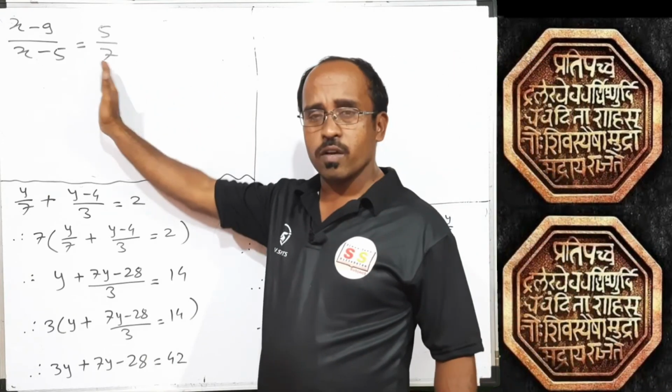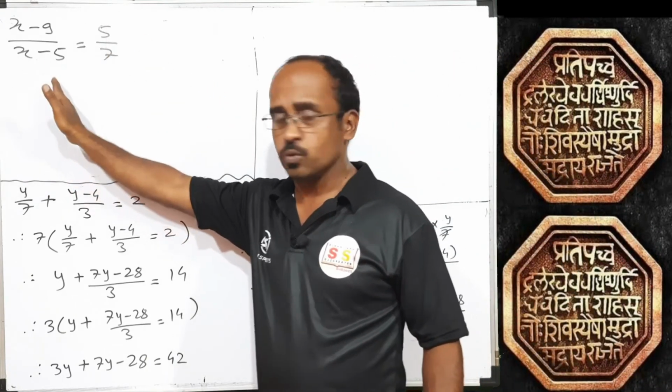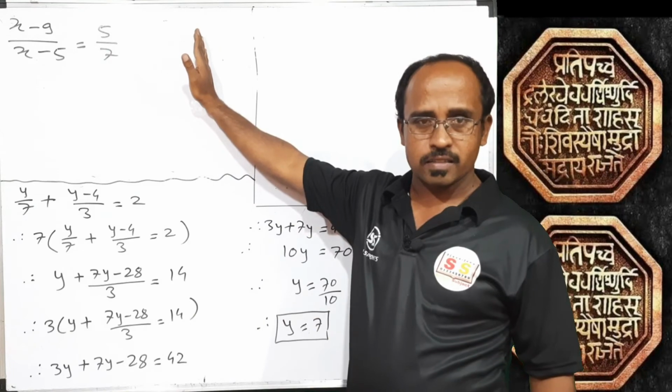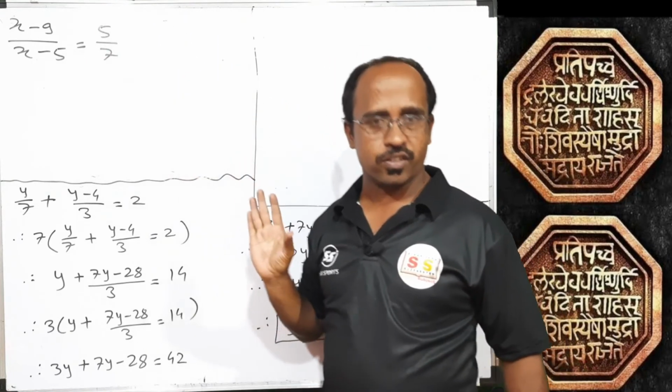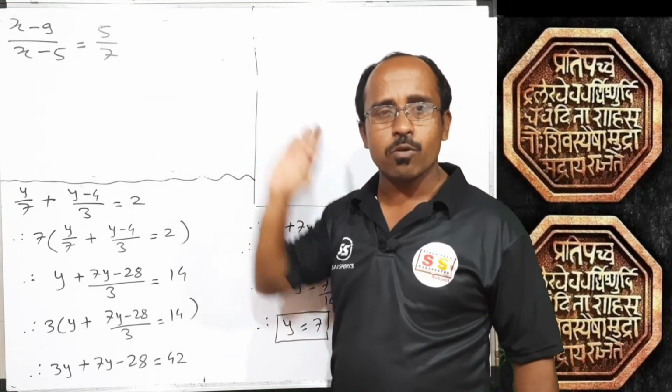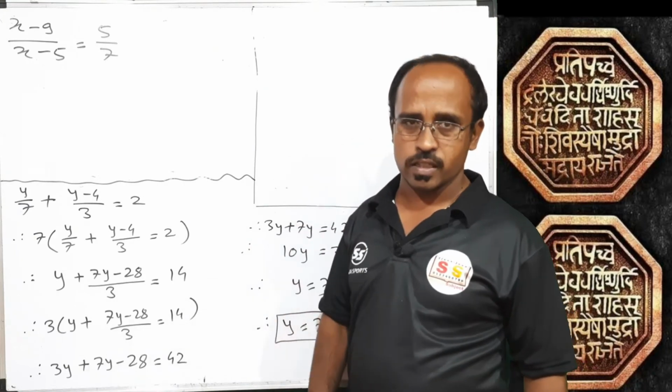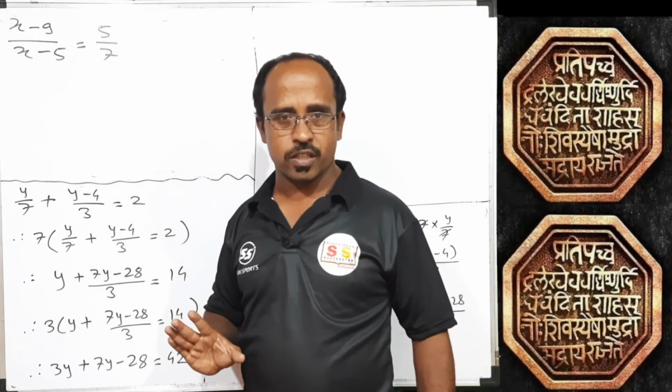This is nothing but one fraction on the left hand side which is equal to one fraction on the right hand side. So these two are equivalent fractions. These two are equal fractions. So whenever equal fractions are there, their cross multiplication is equal.